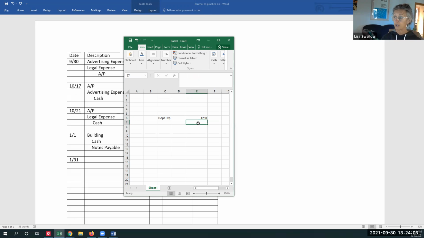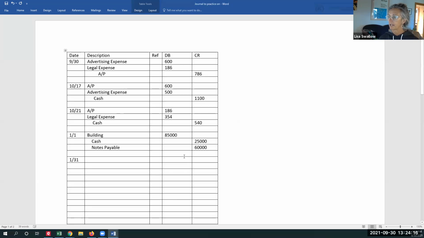But we're not doing that because that's an annual number. We're just doing it for 1 month. So I divide by 12 months, and it looks like $354.17. And again, depreciation is a special category of adjusting journal entries.